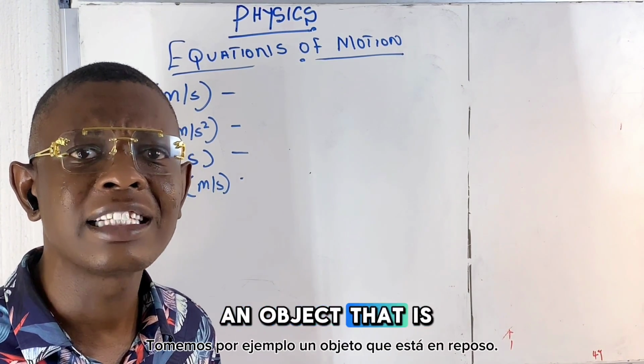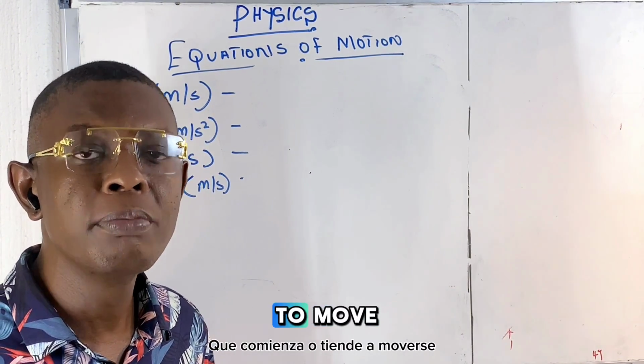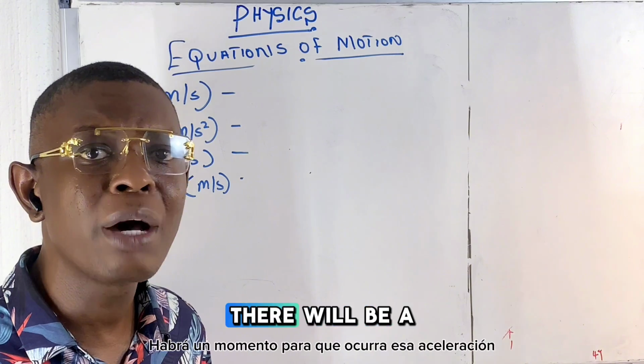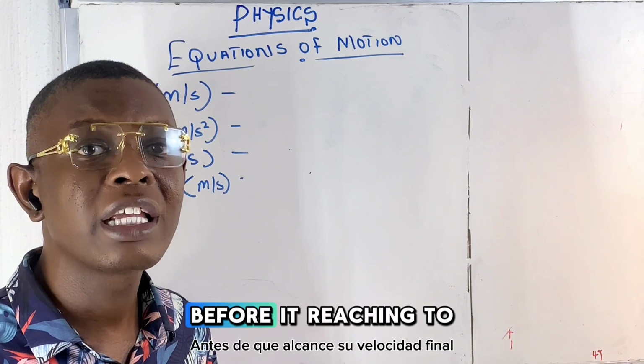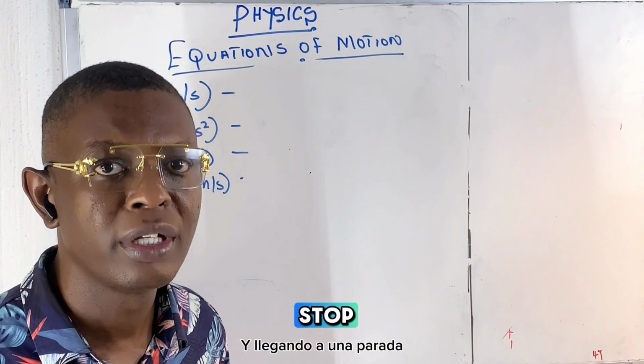Okay, so for us to be able to derive these equations, first of all, let's take for instance an object that is at rest, that begins or tends to move and then wants to accelerate. For that acceleration to happen, there will be a time for that acceleration to occur before it reaches its final velocity and comes to a stop.